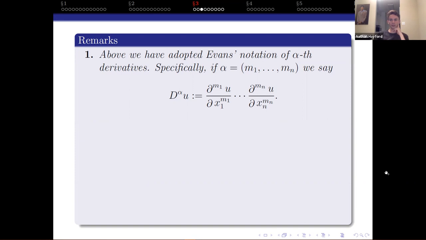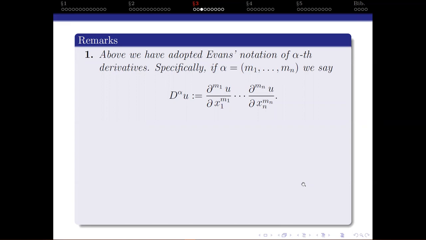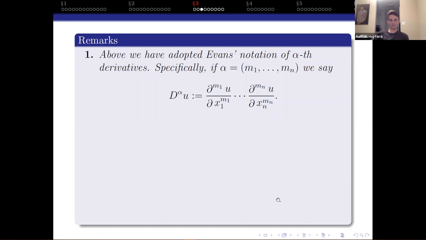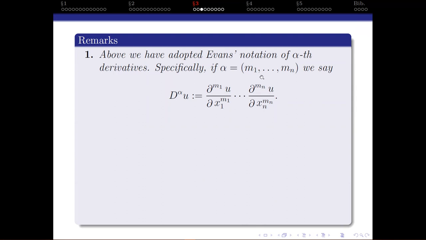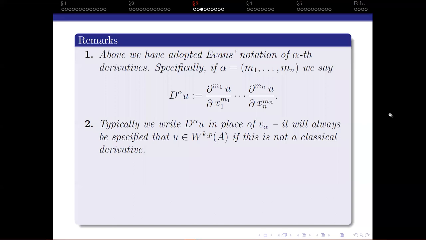You may be right. I may have actually written this down incorrectly. I'll double check. I don't think it means product. I think it's just the derivative. It's the usual Laurent Schwartz notation. Yeah, that should be what it is, and I'll correct the notation here so it looks better. Usually we're going to simply write d alpha u, the alpha-order derivative, in place of v alpha. We're not typically going to write down v alpha instead. And if we mean a weak derivative, we're just going to say that u belongs to the Sobolev space W^{k,p}.